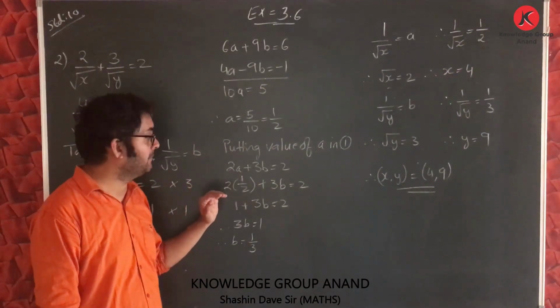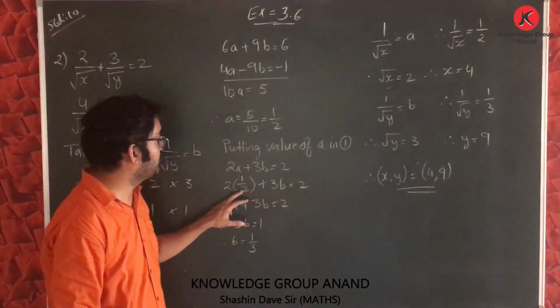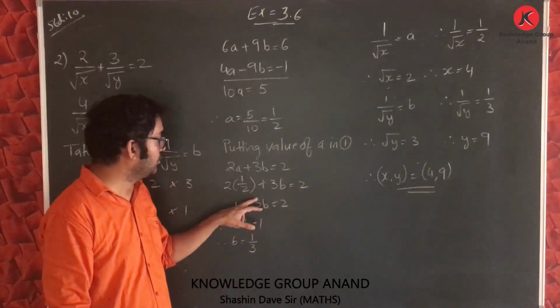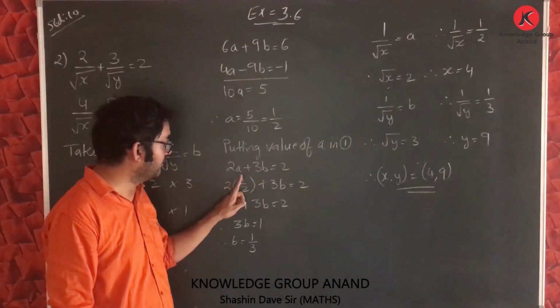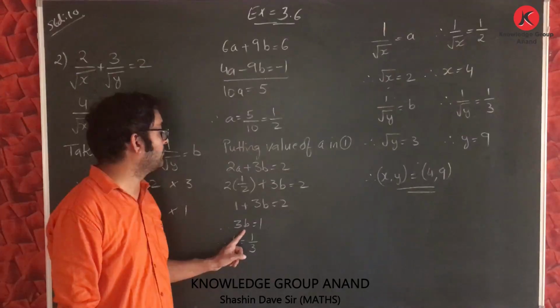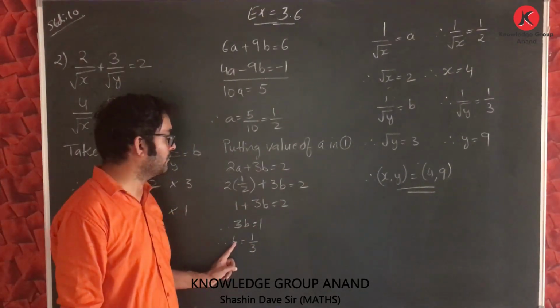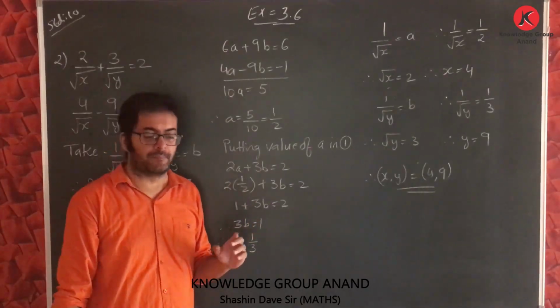The mistake many people make is that this part is cut, so they will take directly 3b is equal to 2. No, this part is cut, so it will become 1, and 2 cut 1, 1 ones are 1. So I have 1 plus 3b is equal to 2. Therefore 3b is equal to 2 minus 1, that is 1. So value of b is 1 by 3.